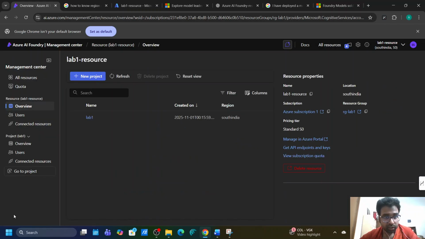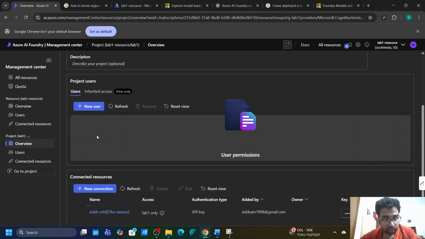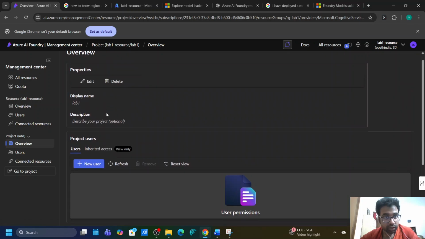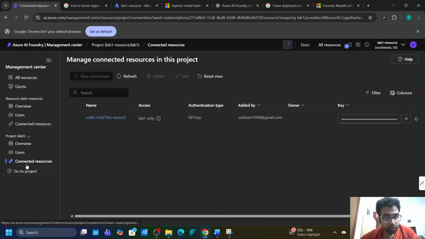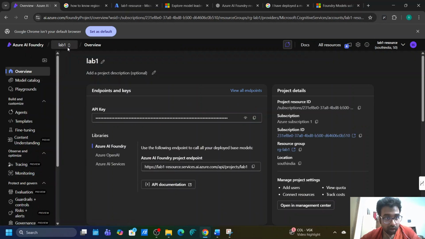In the management center, you will observe this is the resource overview, and this is the projects overview. And here this connection is mentioned. If we go to connected resources, you will see that the connected resources have that same project that Azure created for me, and even in this resource, it has the same project that Azure created for me. So it is in the connected resources for this project. Now let's go to the other project.